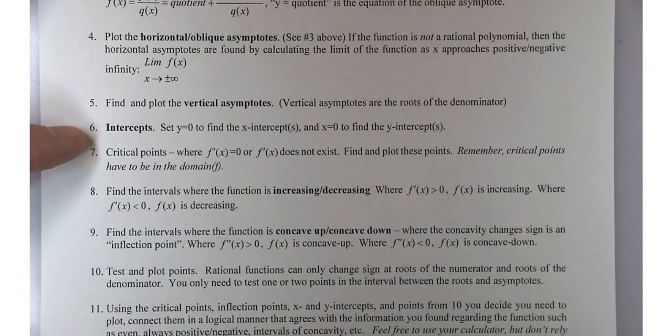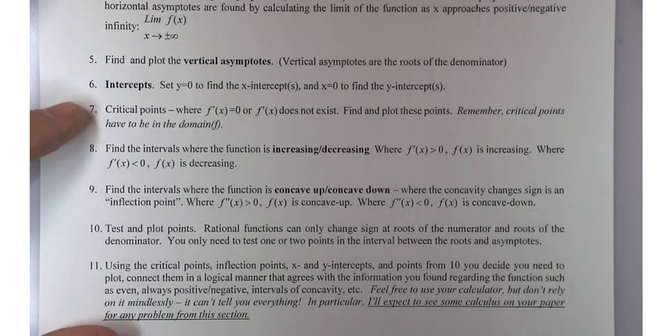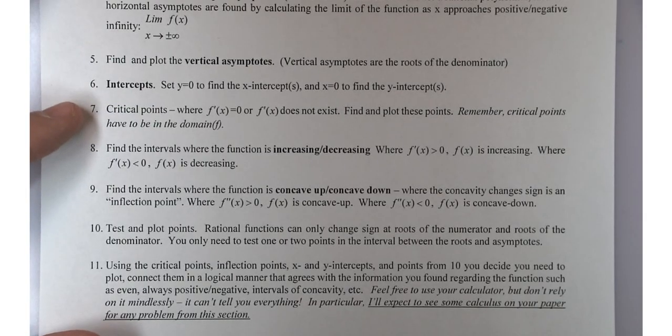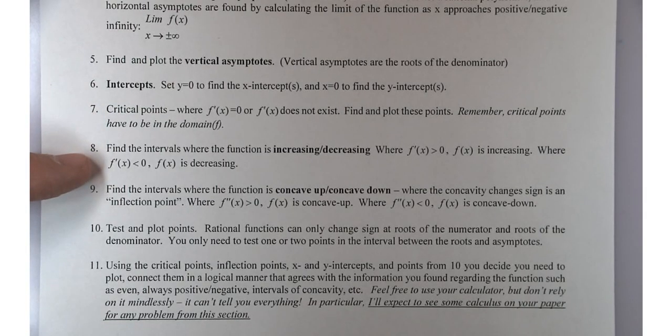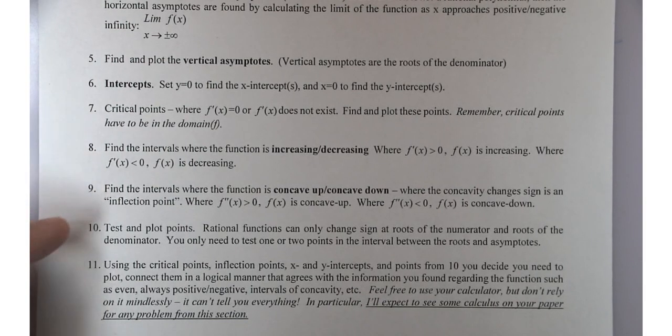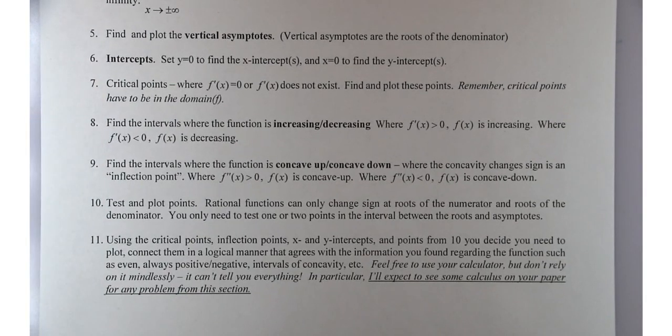Intercepts: set x equals 0, find the y-intercept, and vice versa for the x-intercept. Critical points, so this is where your calculus starts kicking in. Critical points are where the derivative is 0 or doesn't exist. Where the second derivative changes sign, you're going to have points of inflection, so that's going to talk about concave up and concave down. And then, test some points. Put some points in between there. Bring all these things together to try and get a complete picture of what's happening with a function.